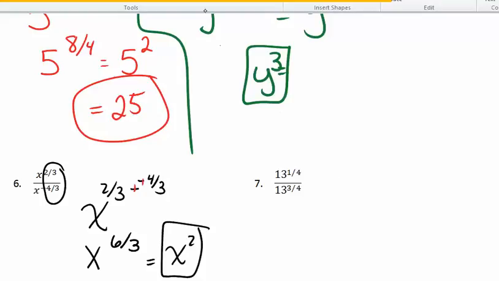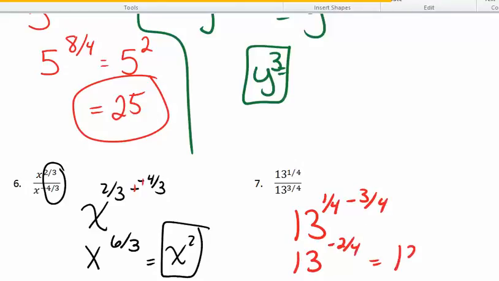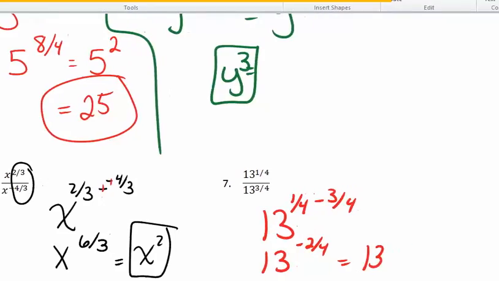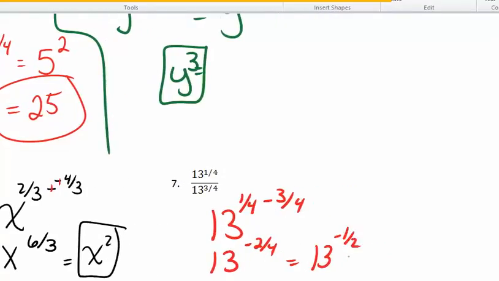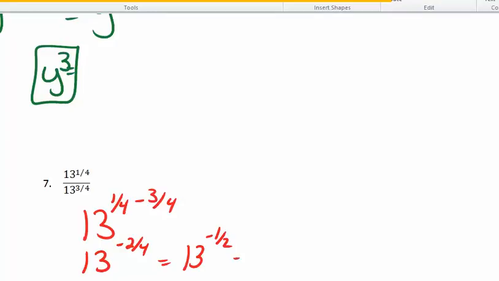Same sort of thing for our last example. 13, because it's division, we're going to subtract those exponents. And you get 13 to the negative 2/4, which is 13 to the negative half. Because it's a negative exponent, we're going to do 13 to the positive 1/2 in the denominator, which is 1 over the square root of 13.